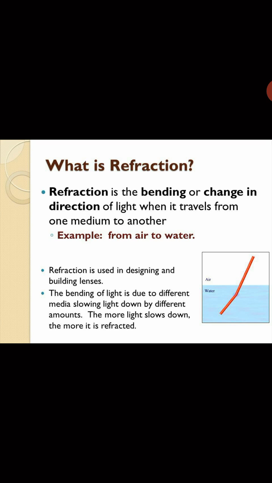It's not going in a straight line, neither is it getting reflected back into the air, but instead light is passing from air to water, and then it is bending, changing its direction when it changes the medium. So this bending or change of direction of light when it passes from one medium to another medium is called refraction of light. Example, refraction of light takes place when light rays travel from air to water.